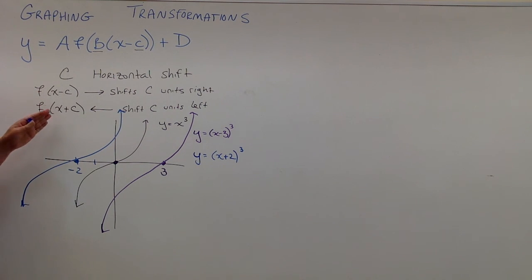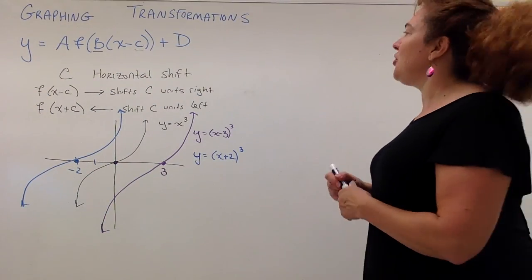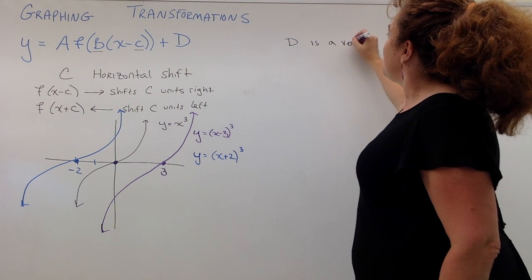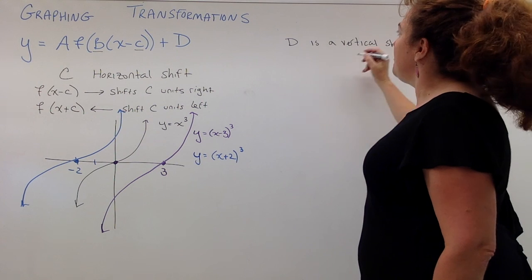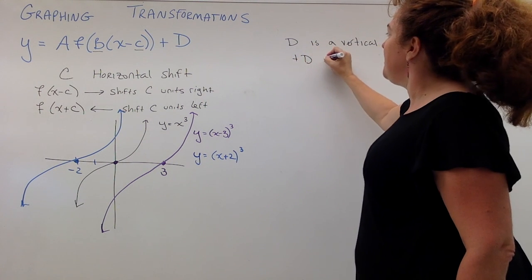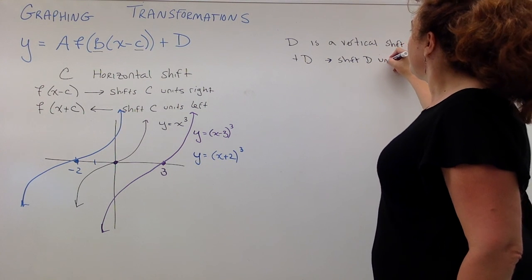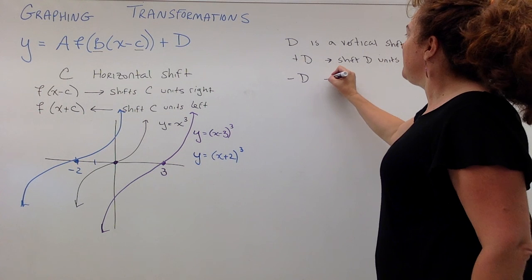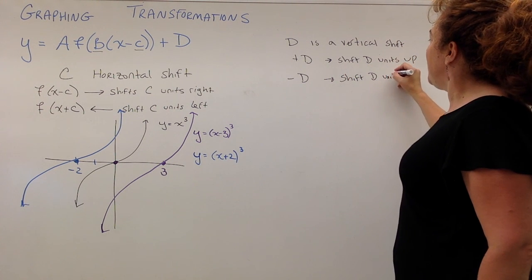All right, so C is a horizontal shift. And lastly, we come to D. D is a vertical shift. So it's a vertical shift D units. So when I have plus D, shift D units up. And when I have minus D, shift D units down.